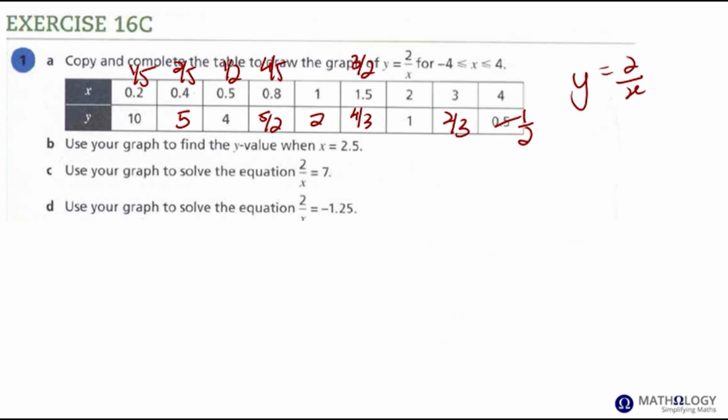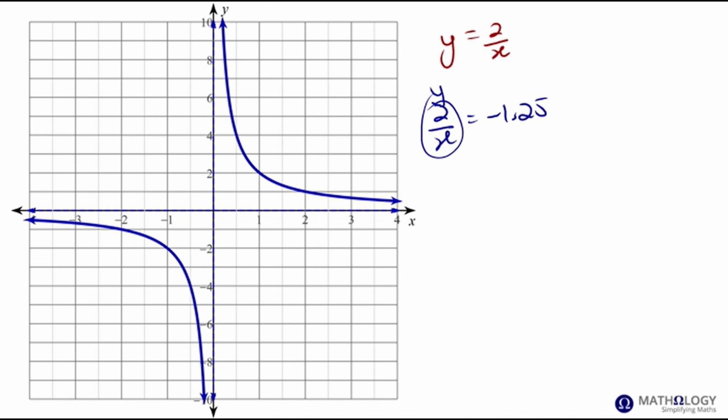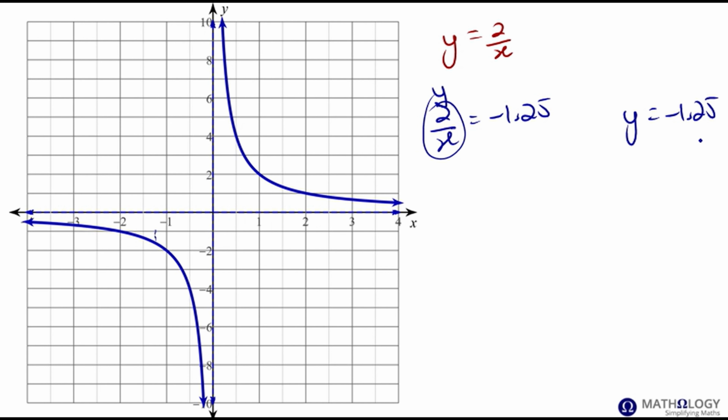Use your graph to solve the equation 2 over x equals minus 1.25. This 2 over x again represents y, so essentially we're saying find x when y is minus 1.25. Y equals minus 1.25. That's minus 1, minus 1.5 is between minus 1 and minus 2, and halfway between that would be minus 1.25. So it's about there.